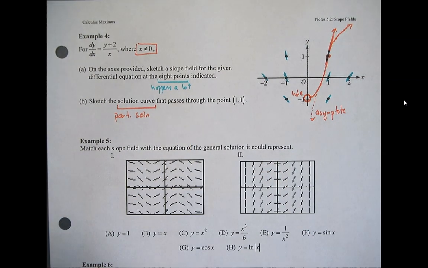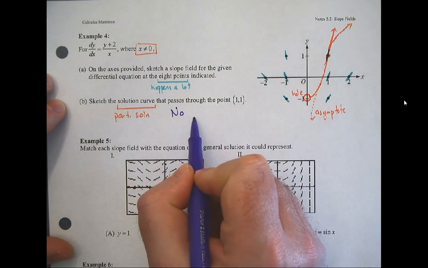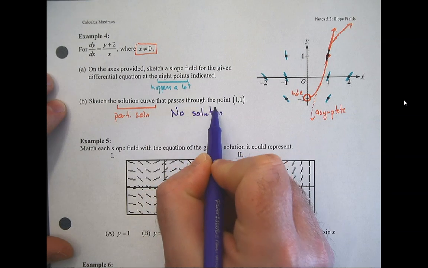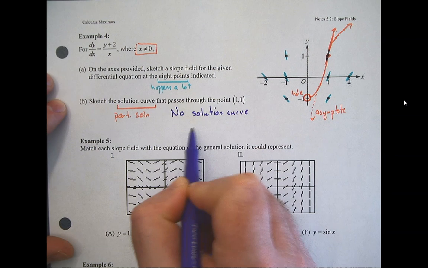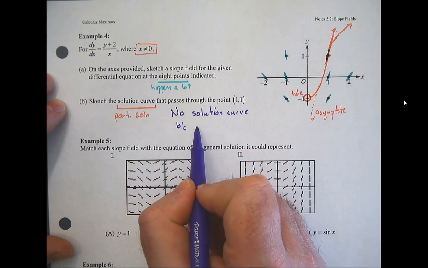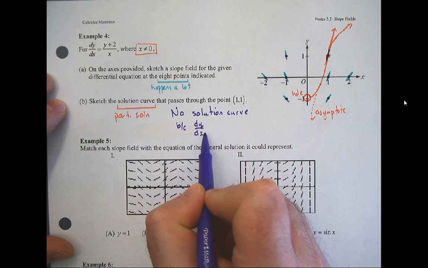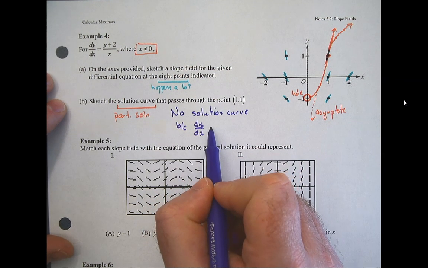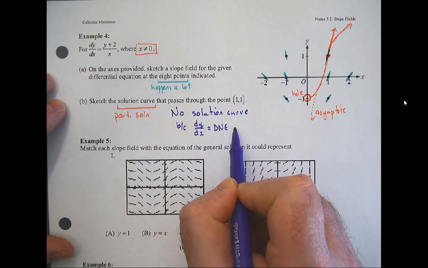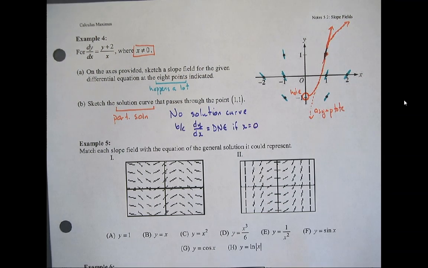So I'm going to change my color. No solution curve because dy/dx equals DNE if x equals 0. So we have a discontinuity.